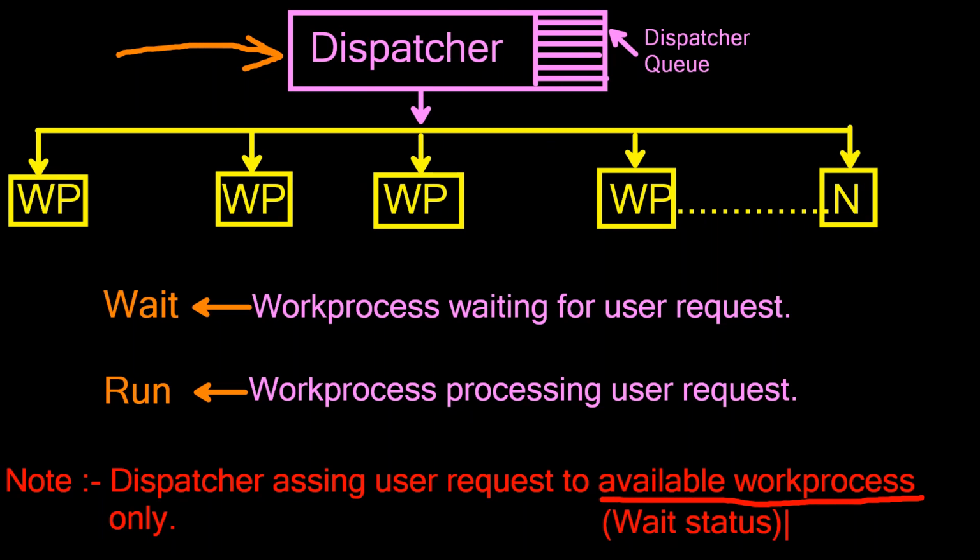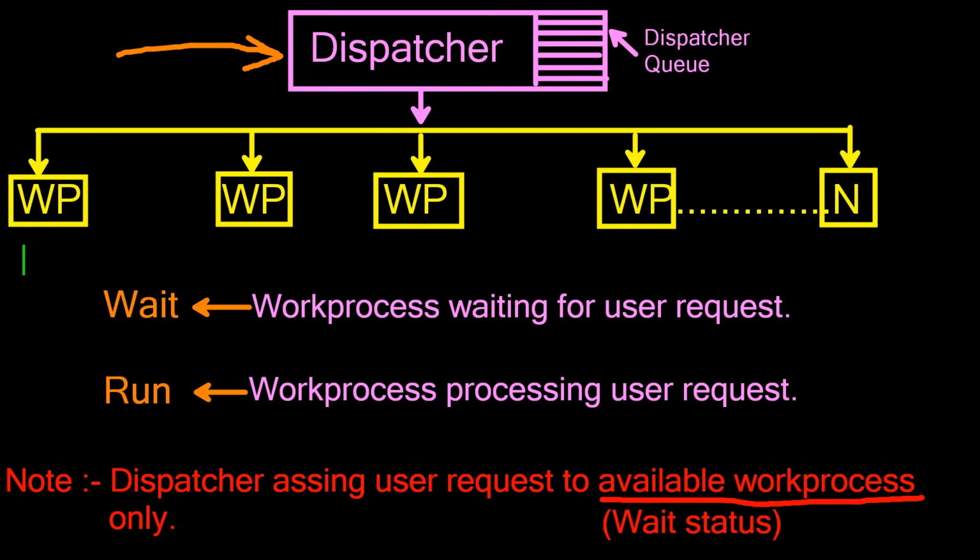Available work process means wait status work process only. Please remember. Dispatcher assigns user request to available work process, means wait status work process only. And here, the dispatcher allocates to the work process that is in wait status.